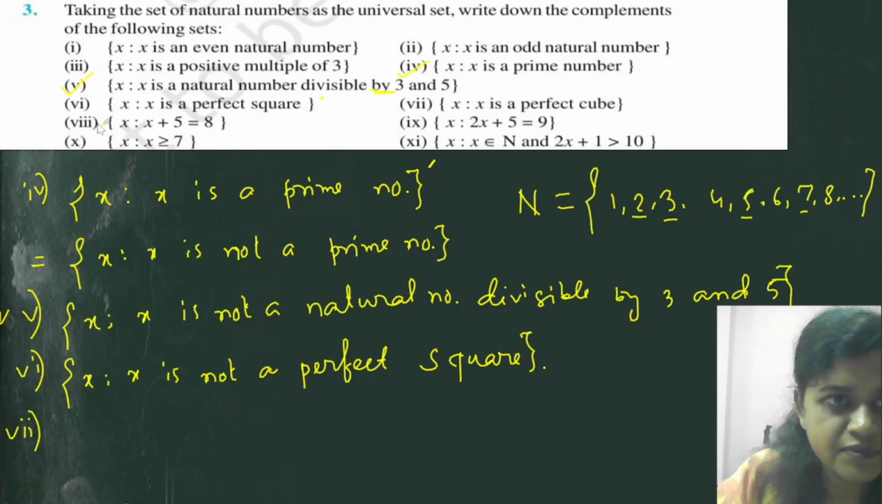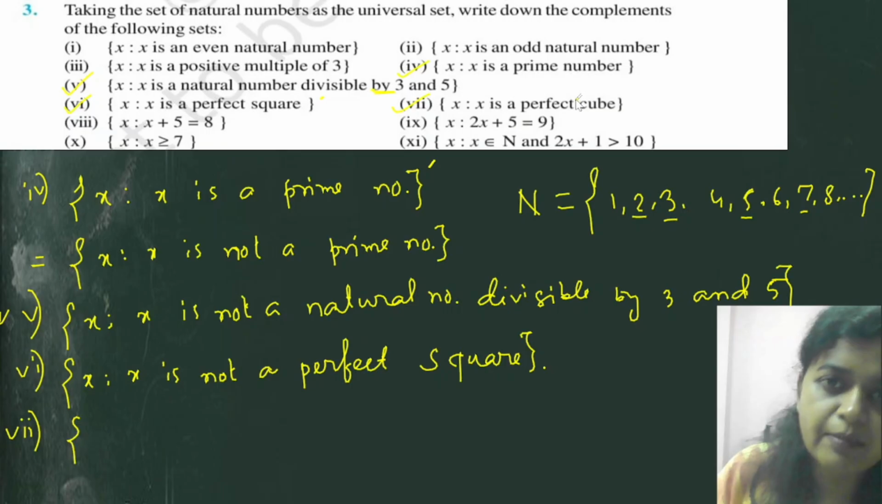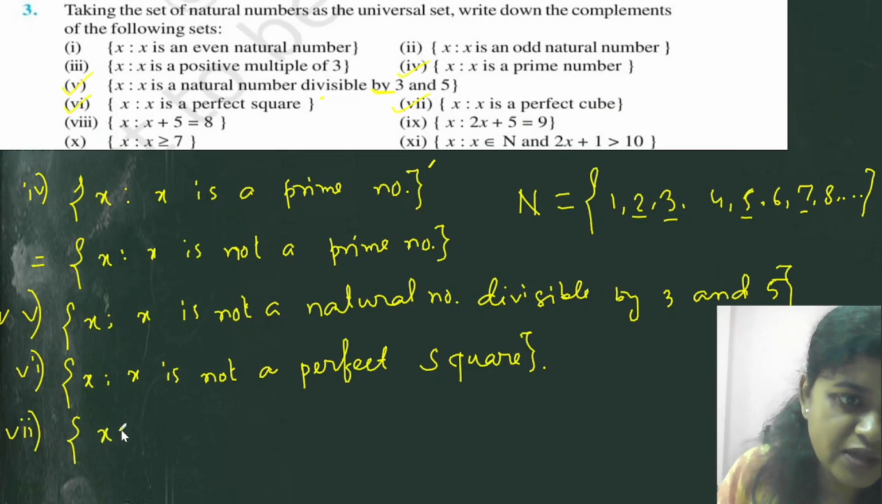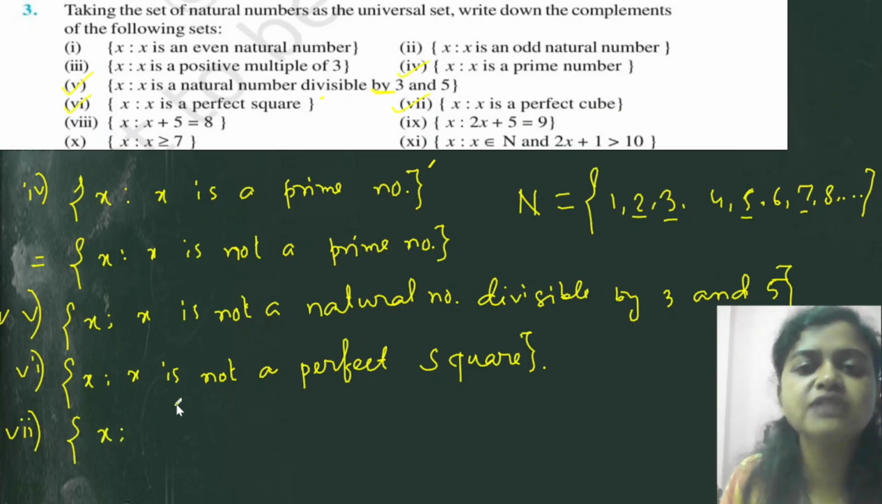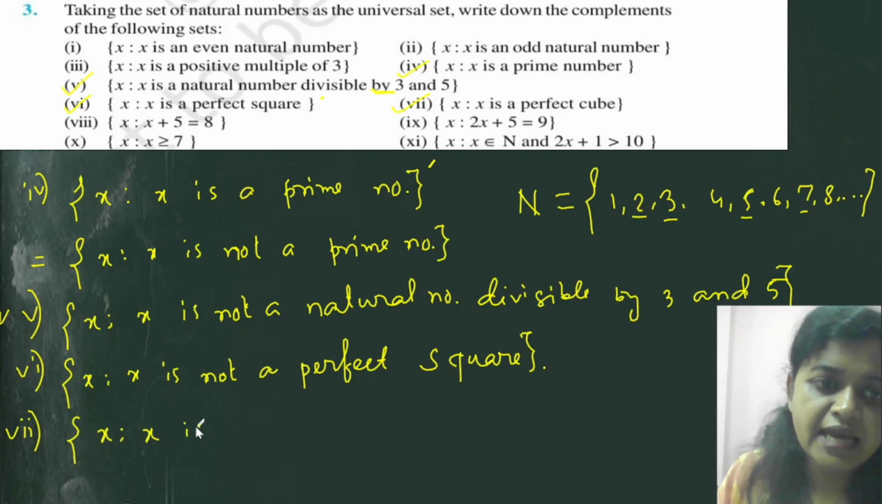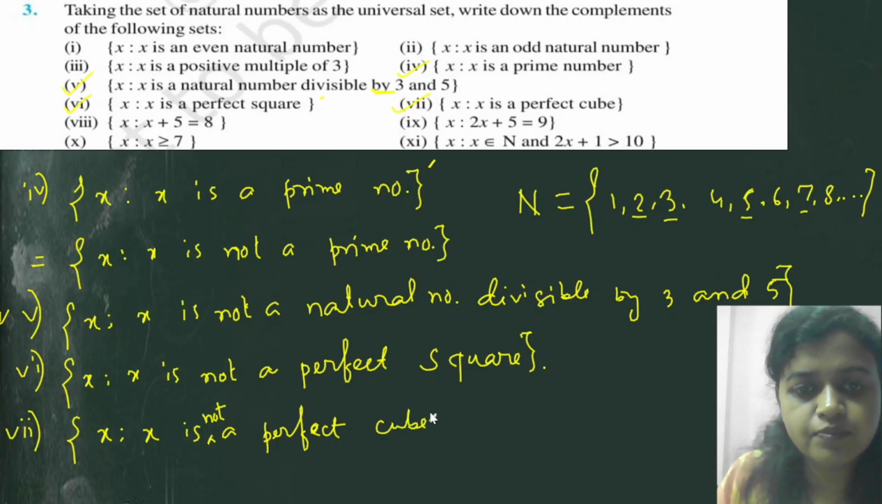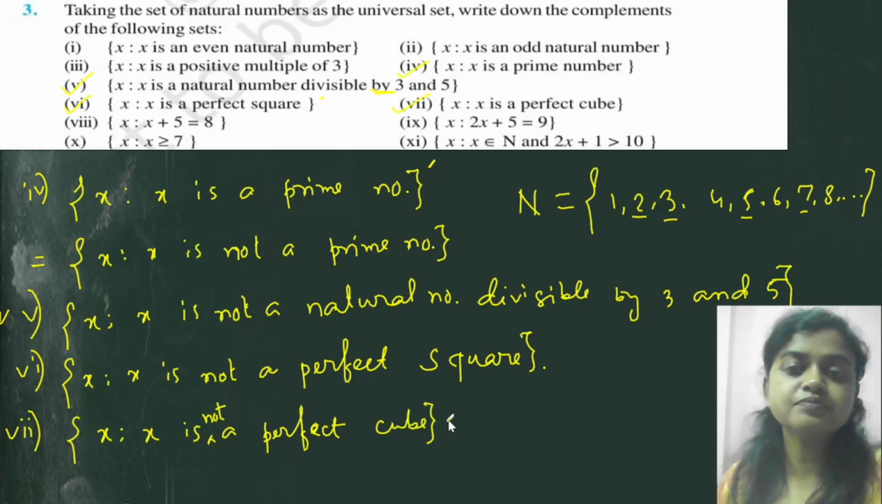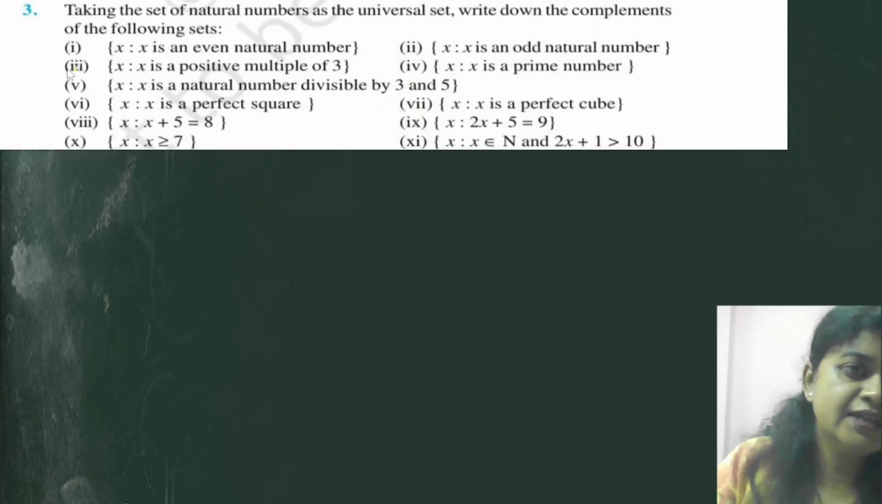Next, 7. X is a perfect cube. Same as before, we have to find the complement of this set, which means we simply add "not", because we are finding those elements which are not perfect cubes. We'll write x such that x is not a perfect cube. Got it?